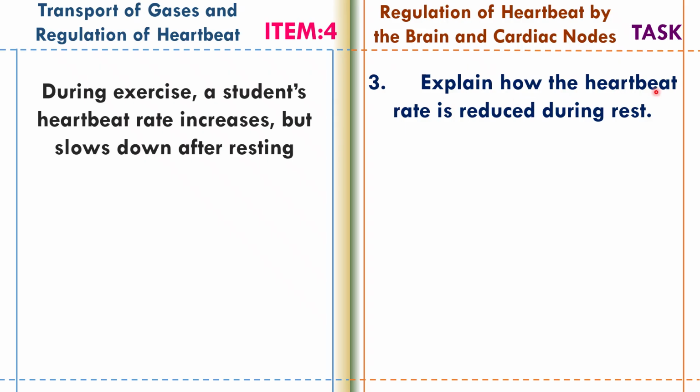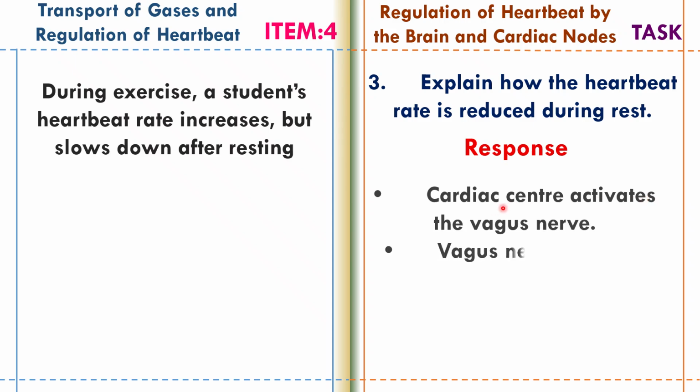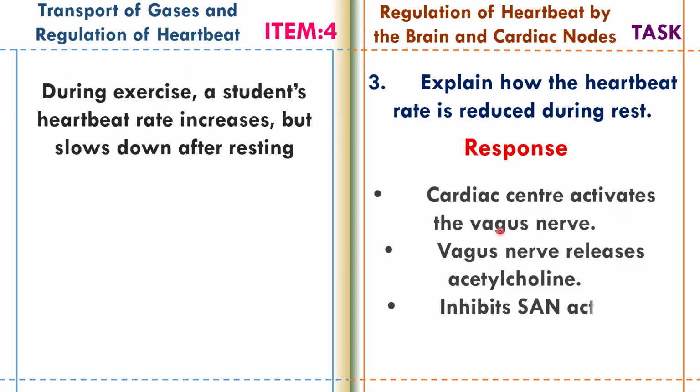Explain how the heartbeat rate is reduced during rest. The cardiac center activates the vagus nerve. The vagus nerve releases acetylcholine, which inhibits SAN activity. Heartbeat rate decreases.